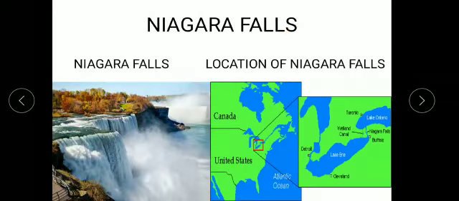Niagara Falls. The most important and famous Niagara Falls is located in the continent of North America and lies in the Canadian Shield. Niagara Falls lies between Lake Erie and Lake Ontario, and one part is in Canada and another part is in the United States.